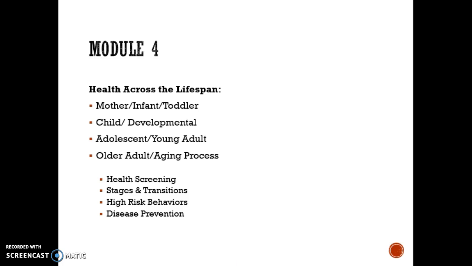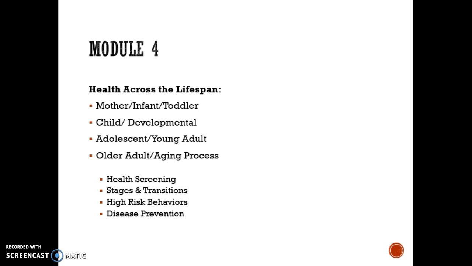Module 4 is kind of pulling it all together. We're looking at health across the lifespan. How can a mother, infant, toddler, child, adolescent, younger adult, older adult be healthiest at whatever particular stage they are in life? So we're looking at things like health screenings, stages. We're looking at Erikson's, Piaget's stages of development.